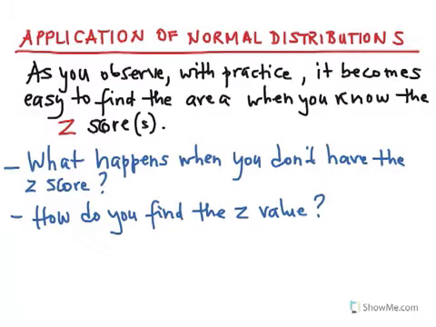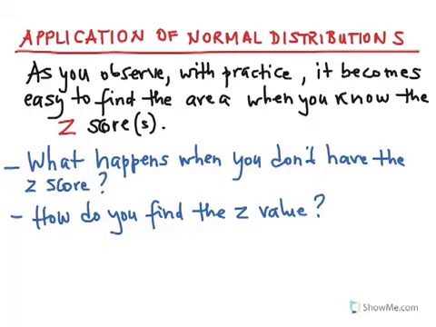Let's move on now to application of normal distributions. Now you saw that it's kind of easy to find the area associated with the z-score, right? So when you know the z-score, it's easy to find the area to the left or to the right of that z-score. To the left because you find it in the table 3, and to the right of it you subtract the area to the left from 1. But what happens when you don't have the z-score? How do you find the area? You need the z-score, so how do you find now the z value?